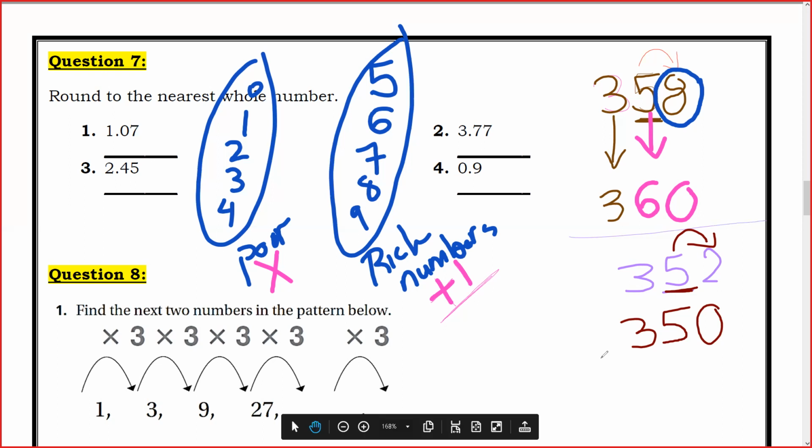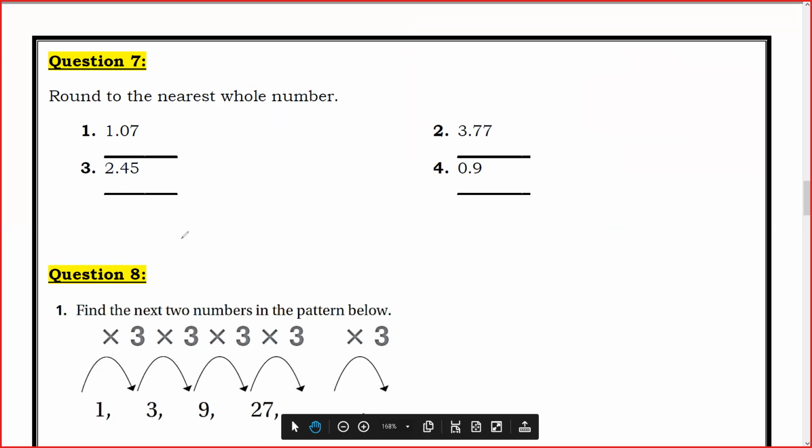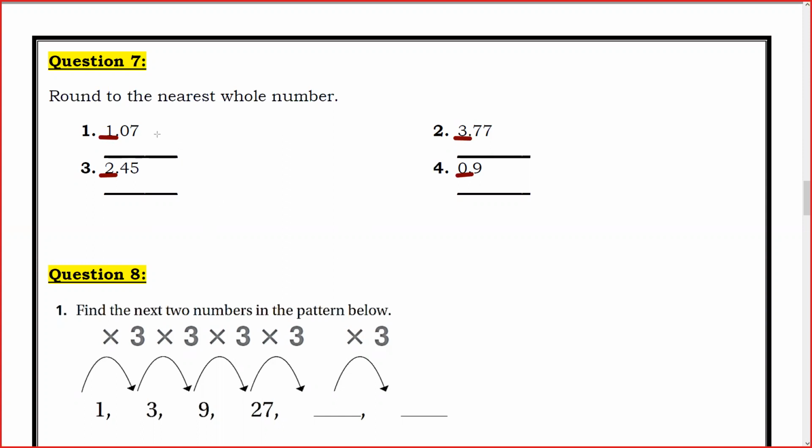Now let's come back to number 1 here. Round to the nearest whole number means I want to underline the whole number. As we said yesterday, the number after the decimal point is a whole number. This is here the whole number. This is here the whole number. This is here the whole number. And this is here the whole number.